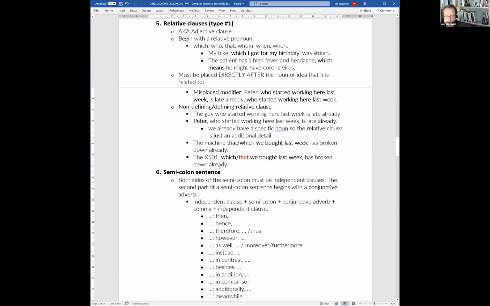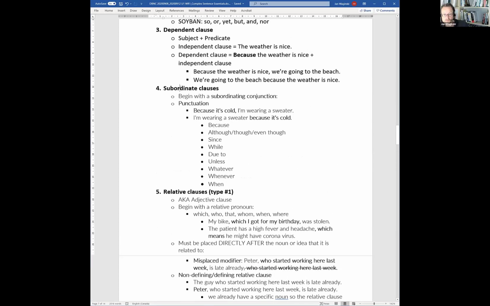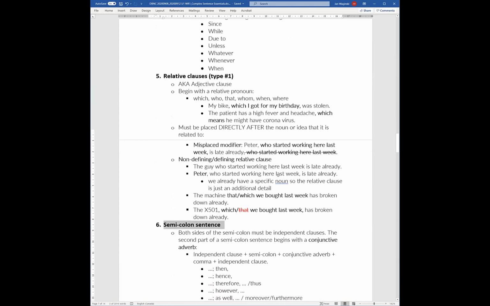Let's talk about semicolon sentences. Grammar is pretty easy. These are really important because the conjunctions in these are often confused with subordinate clauses. So these ones and these ones, parts of them often get confused.